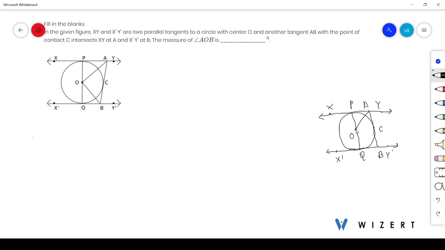Join OA and OB. Now join this OC. To find the measure of angle AOB, firstly we have to find angle AOC and angle BOC. Then the measure of angle AOB will be AOC plus BOC.